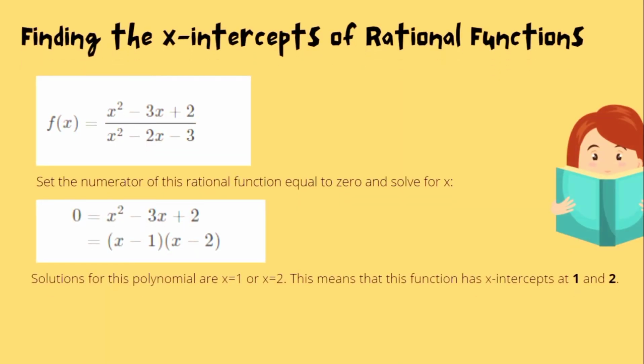I'm here to continue the discussion about rational functions. Finding the x-intercepts of rational functions. f of x equals (x squared minus 3x plus 2) over (x squared minus 2x minus 3). Set the numerator of this rational function equal to 0 and solve for x. 0 equals x squared minus 3x plus 2 equals (x minus 1)(x minus 2). The solutions for this polynomial are x equals 1 or x equals 2. This means that this function has x-intercepts at 1 and 2.